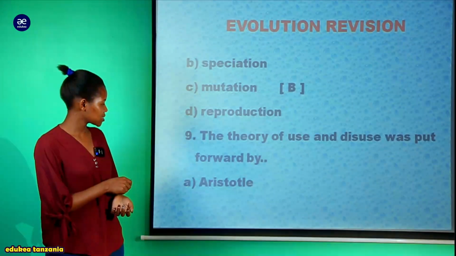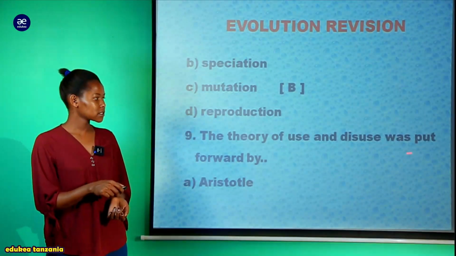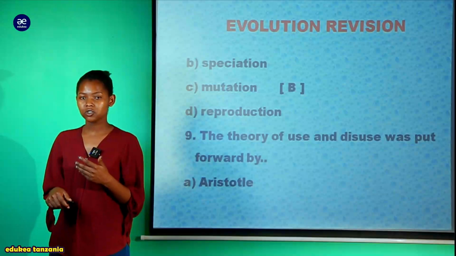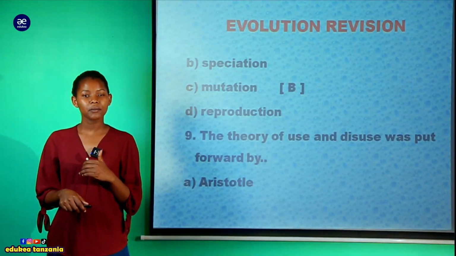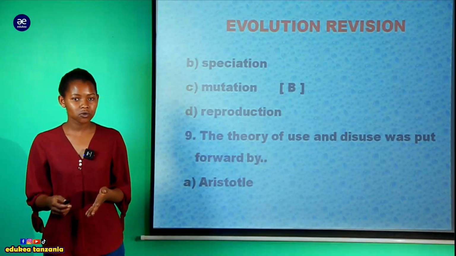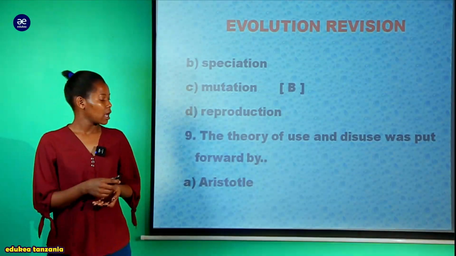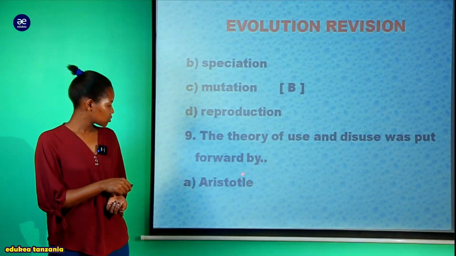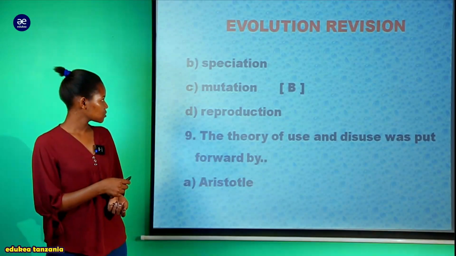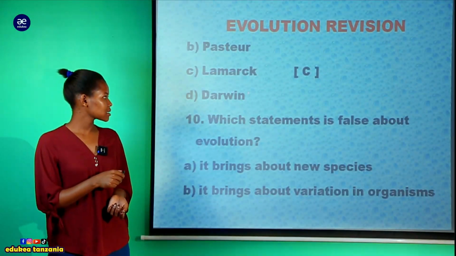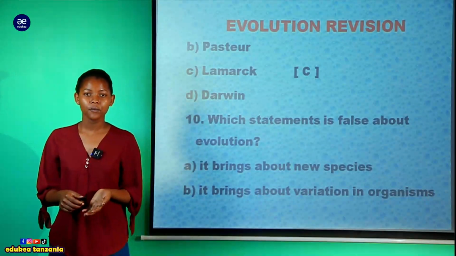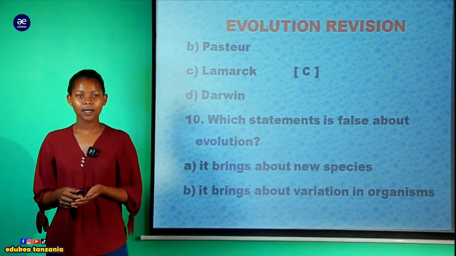For instance, here you can see this theory of use and disuse was put forward by Jean-Baptiste Lamarck, and you can study also about various scientists ambao walizungumzia kuhusiana na evolution. Let's take a look on the choices. A is Aristotle, B is Pasteur, C is Lamarck, and D is Darwin. The correct answer is C, Lamarck.